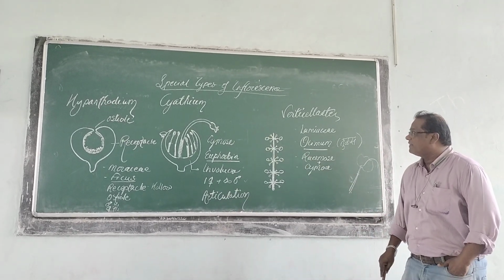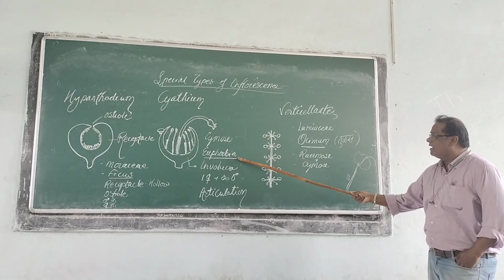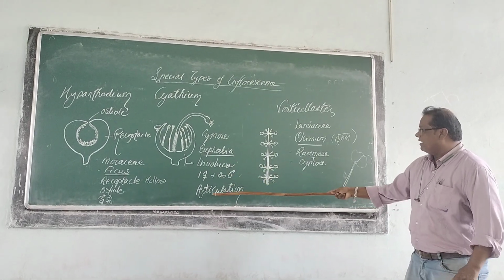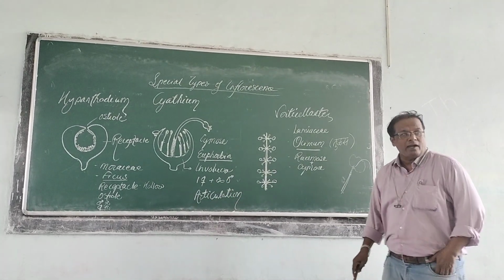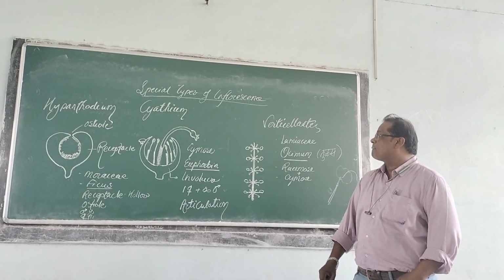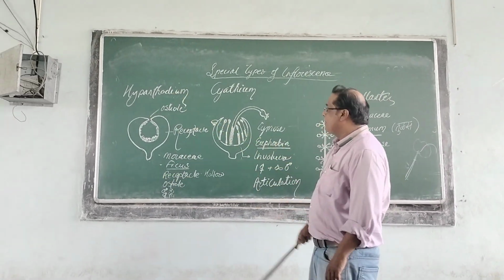So this is cyathium type of inflorescence. Here you remember the family name Euphorbiaceae, example Euphorbia, and you have to write a sentence about the articulations present on the stamens as well as on the gynoecium. Cyathium. And last is the hypanthodium type of inflorescence.